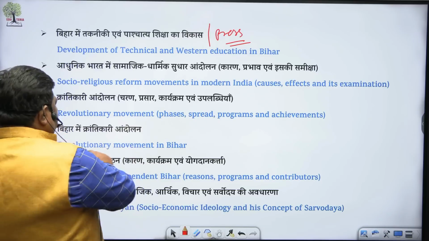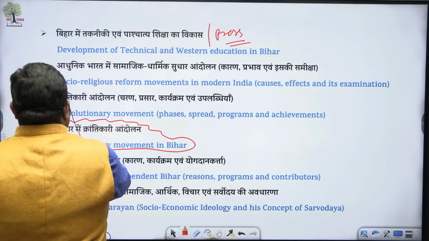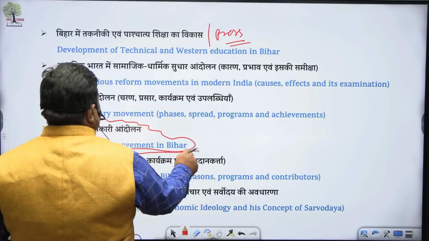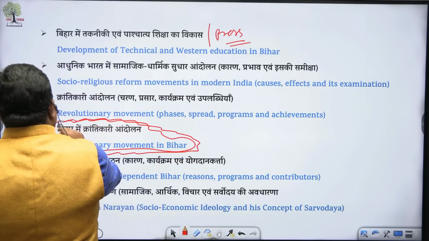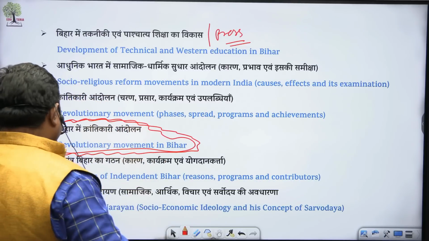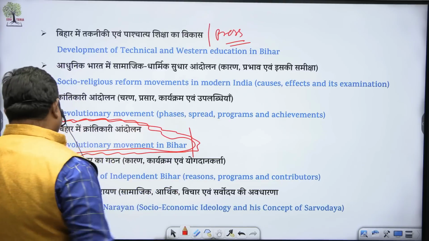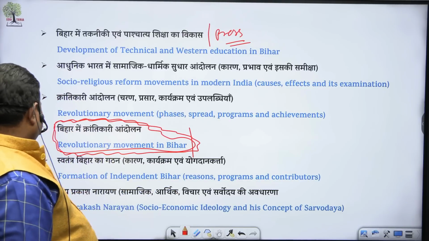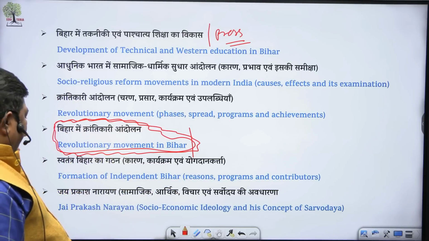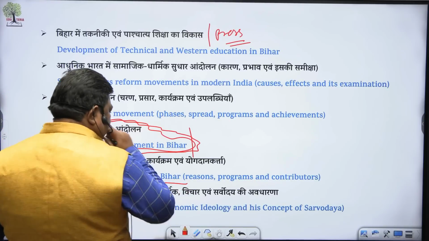Then the revolutionary movement, that is also a mainstream movement. Then the revolutionary movement in Bihar, that is very, very important. And that starts from Sahajanand Saraswati, Rahul Sankrityayan and all others. They are all part of the revolutionary movement, Karpuri Thakur also. And then the formation of independent Bihar.